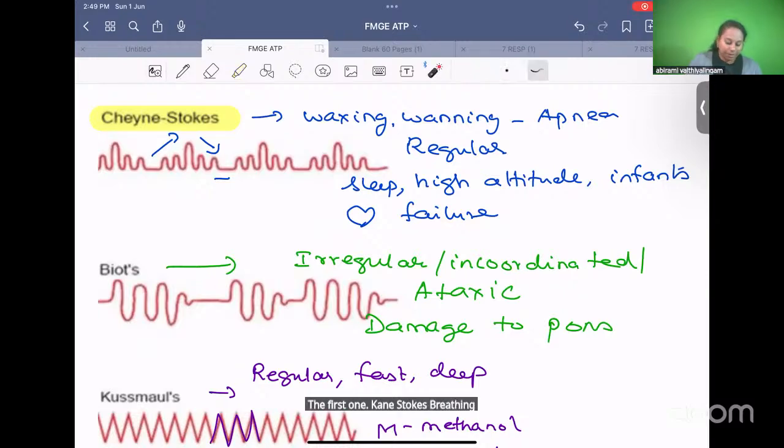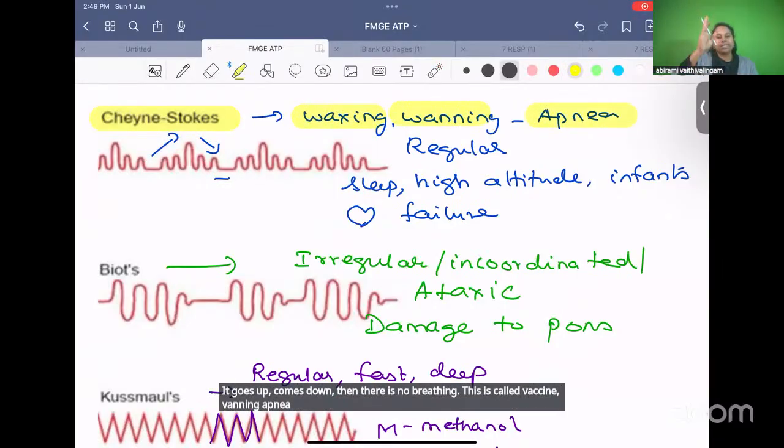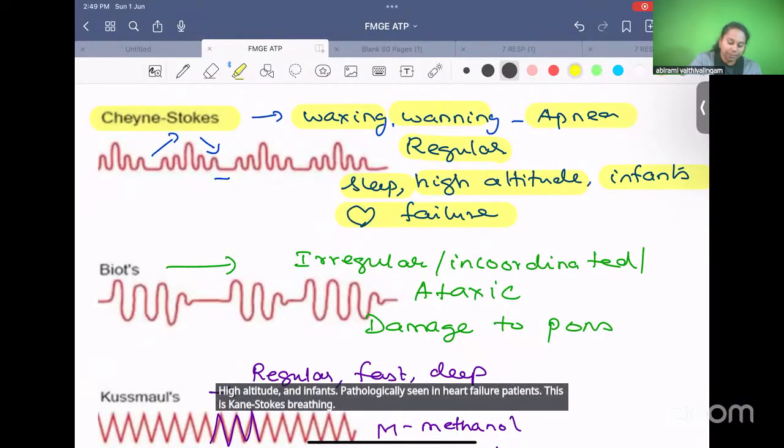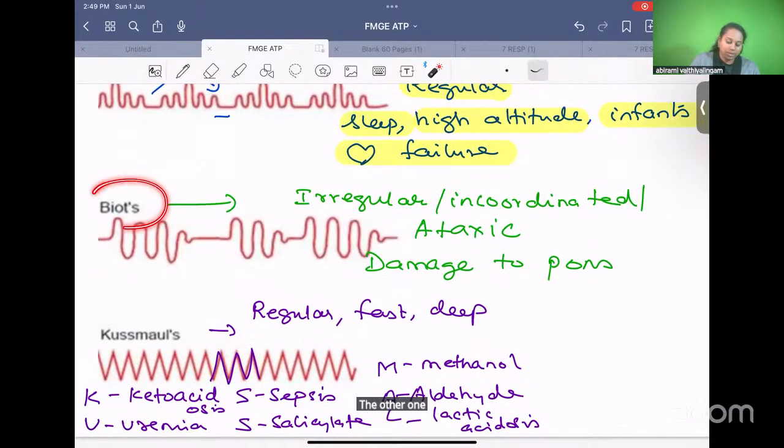You look at the pattern, it goes up, comes down, then there is no breathing. This is called waxing, waning apnea or crescendo, decrescendo apnea. This is a regular pattern physiologically seen in sleep, high altitude and infants. Pathologically seen in heart failure patients. This is Cheyne-Stokes breathing.